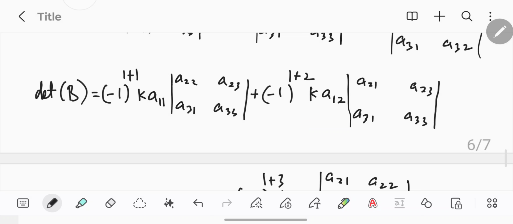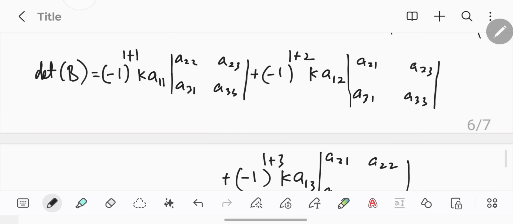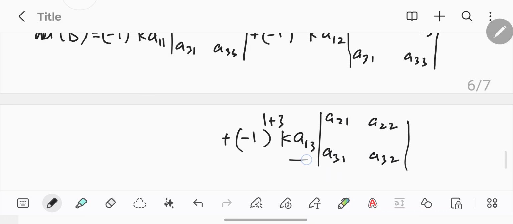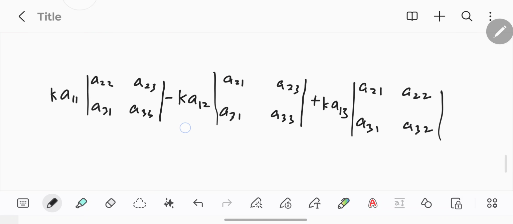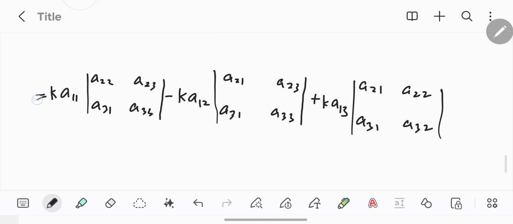Now, once we are done with this, the first sign is plus because negative 1 to an even power is plus. This one is negative because negative 1 to the power 3 is negative. This is plus again because negative 1 to the power 4 is an even number. So I will have kA11 minus kA12 plus kA13, and the rest of the things are the same.